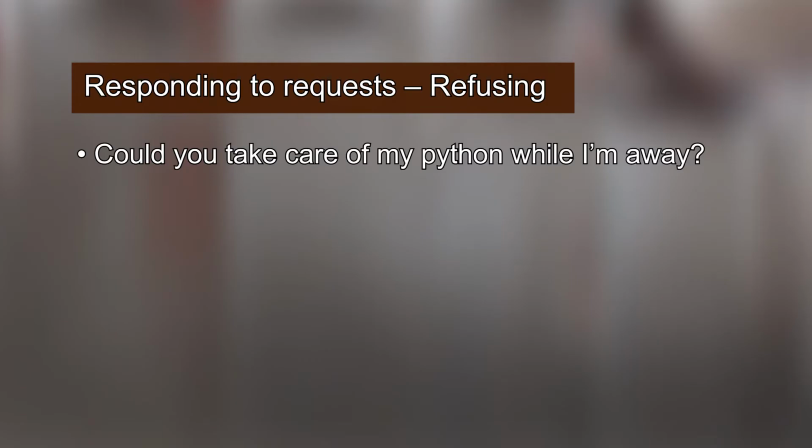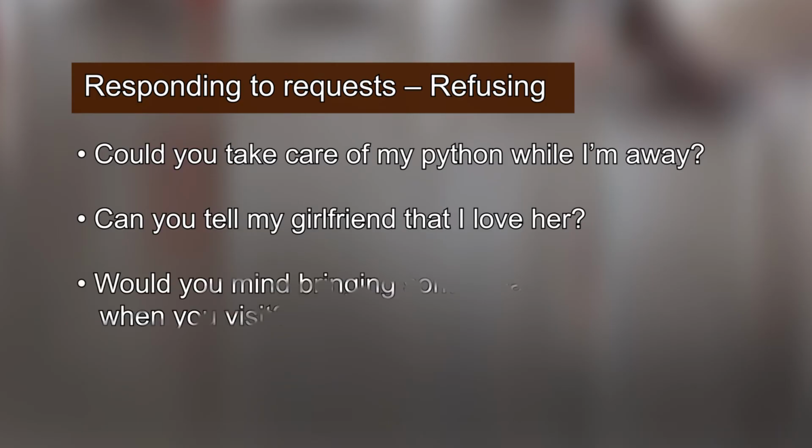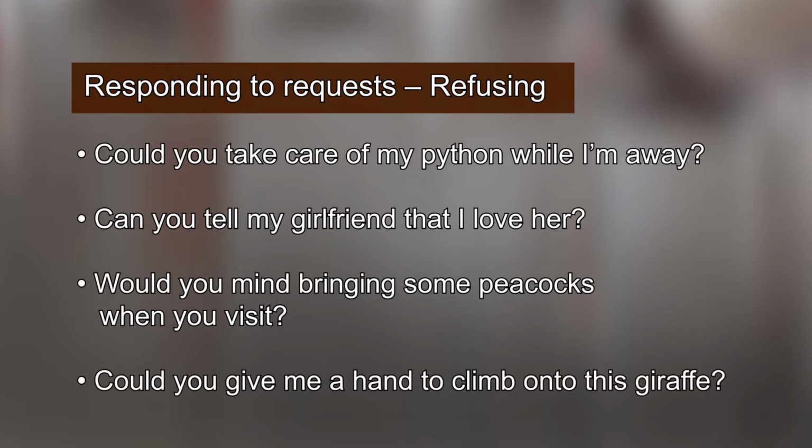So we move to part D, the fourth part of this module, how to refuse requests politely. Take a look. Could you take care of my python while I'm away? Can you tell my girlfriend that I love her? Would you mind bringing back some peacocks when you visit? Could you give me a hand to climb onto this giraffe? But seriously, there are requests we cannot accept. Look at how to make them polite so we don't hurt people.